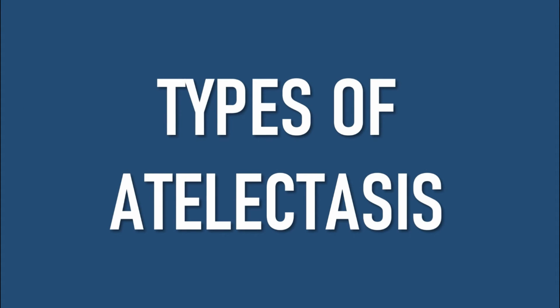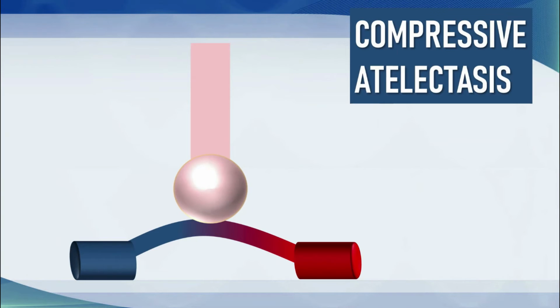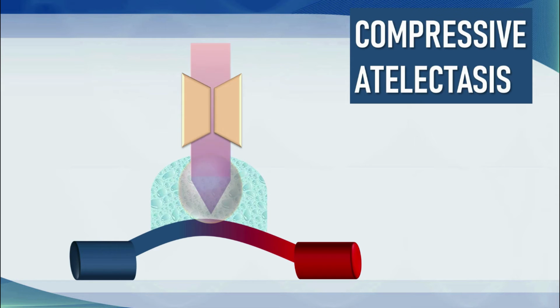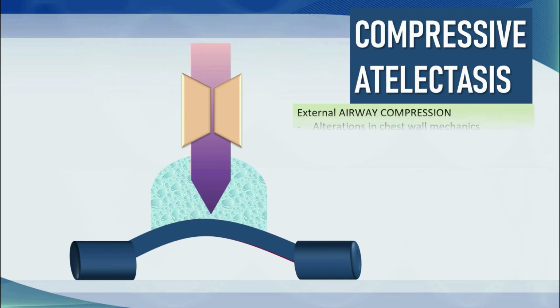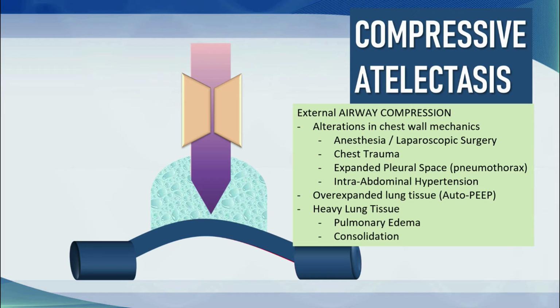Now let's move on to talk about the different types of atelectasis that you may encounter in your clinical practice. Our first cause of atelectasis is something I've already mentioned, and it's compression of the airways. And there are all kinds of different ways this can happen.